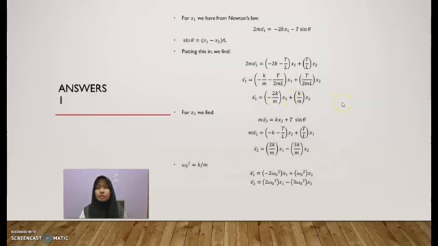For x2, we use the same way, Newton's law, but we have a different mass and different spring constant, so be careful. So we get x2 double dot equals 2k over m x1 minus 3k over m x2. Here k over m is equal to omega naught squared. So we substitute, and we get x1 double dot equals negative 2 omega naught squared x1 plus omega naught squared x2, and the same goes for x2 double dot.